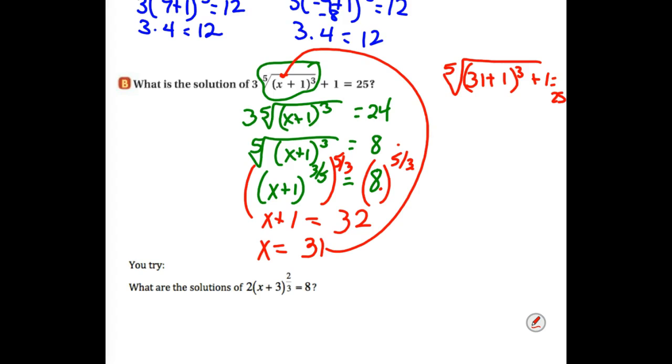All right. 31 plus 1 is 32. I can do the 5th root first, right? The 5th root of 32 is 2. 2 cubed is 8.